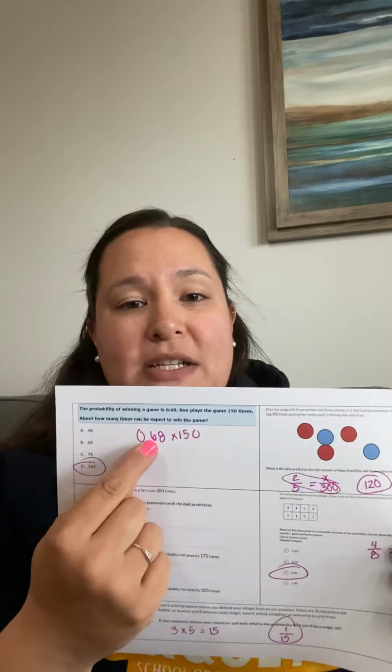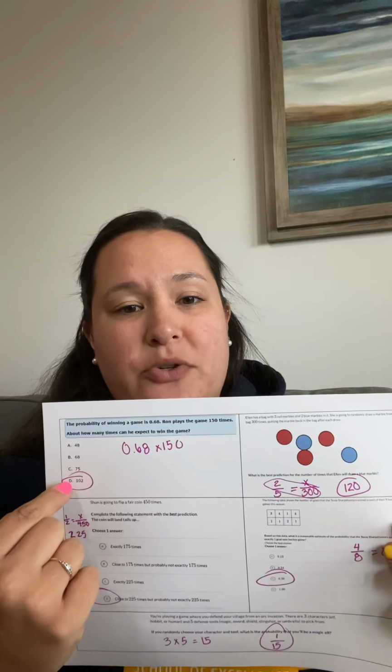All right, on the next page, the probability of winning a game is 0.68. You're going to play 150 times, so you're just going to multiply. 0.68 times 150, you're going to get 102.